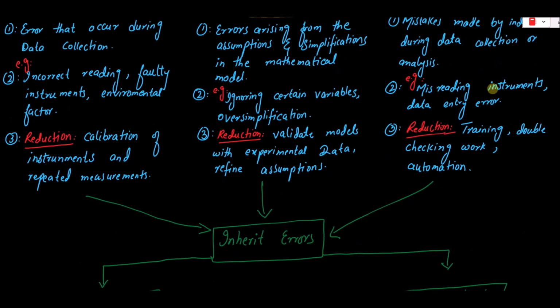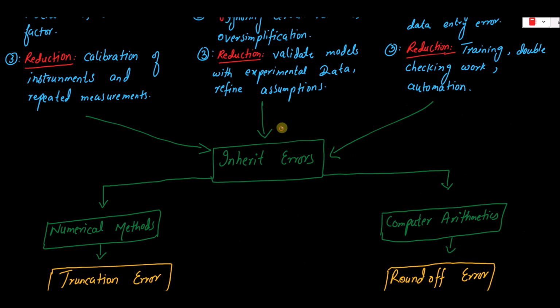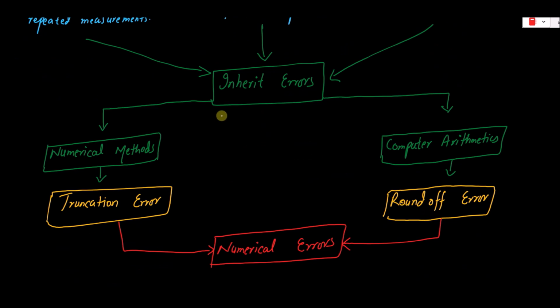All these errors combine and we call them inherent errors, and we discussed how inherent error can be reduced. When we minimize the inherent errors, then a mathematical model is created, and after the creation of a mathematical model, we are allowed to apply the numerical methods. From the numerical methods, we get a truncation error, and on the second side, we apply computer arithmetic, and from the computer arithmetic, we get the round-off error, and all these errors combine to form numerical errors.